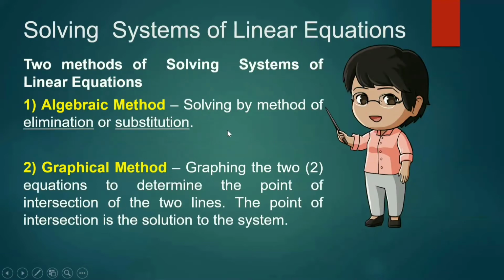There are two methods of solving systems of linear equations. They are the algebraic method and the graphical method. For the algebraic method, we solve by methods of elimination or by substitution. And for the graphical method, we graph the two equations to determine the point of intersection of the two lines. The point of intersection is the solution to the system.